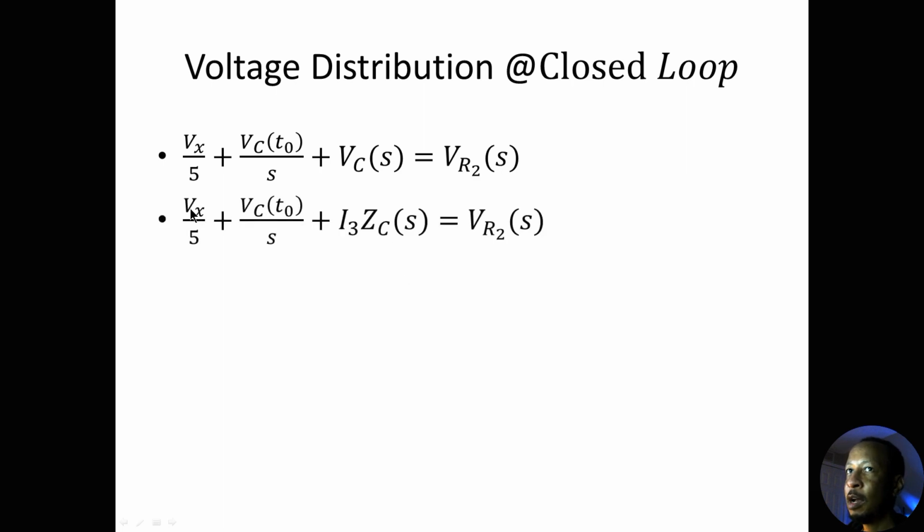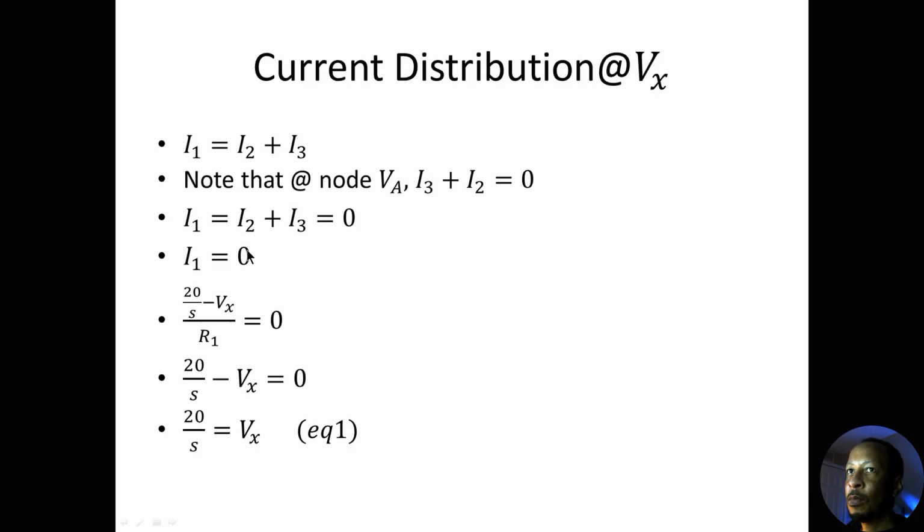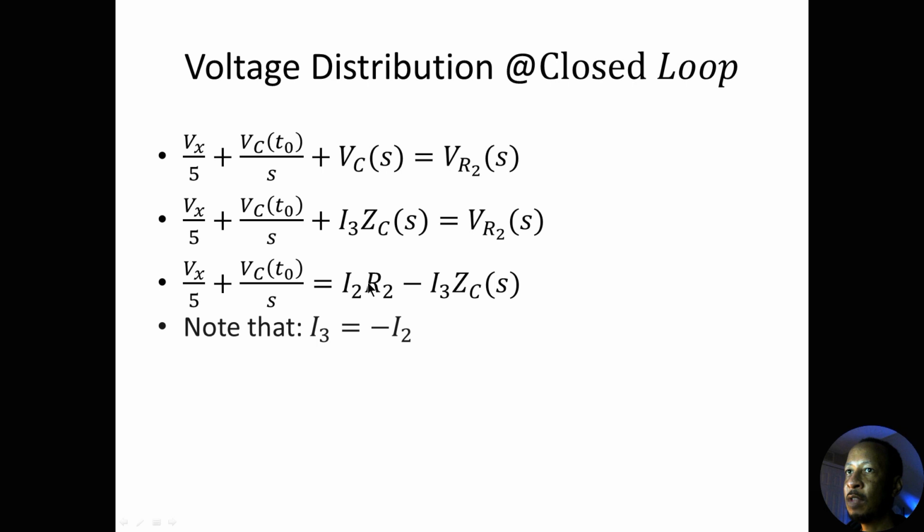That now becomes Vx over 5 plus Vc of t sub 0 divided by S plus I3 times Zc of S equals Vr2 of S. Next, that becomes Vx divided by 5 plus Vc of t sub 0 divided by S equals I2 times R2 minus I3 times Zc of S. And make a note that I3 equals negative I2, because remember we had I3 plus I2 equals 0 right there. So that means I3 equals negative I2.